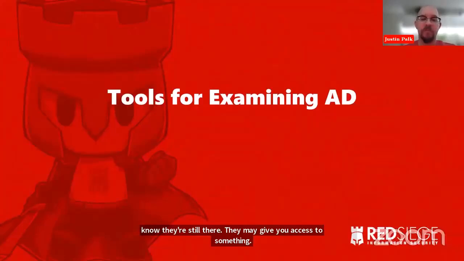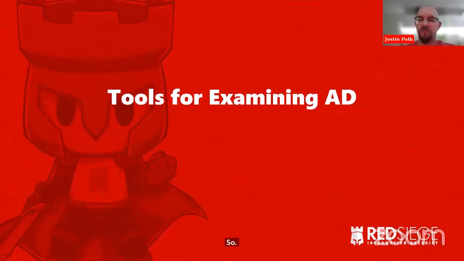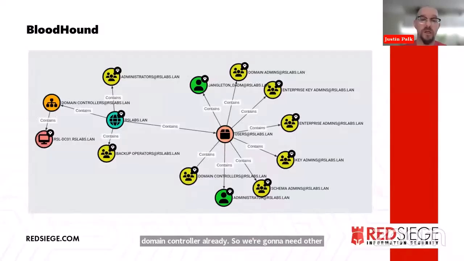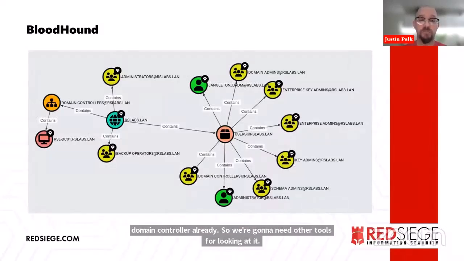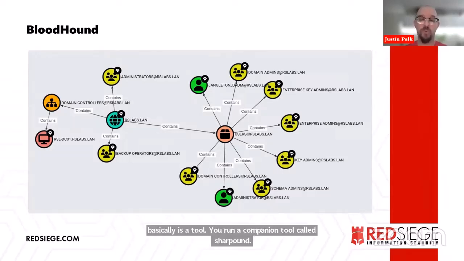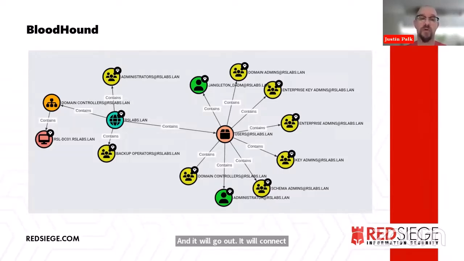Okay. So by itself, AD is not really easy to look at unless you happen to be on a domain controller already. So we're going to need other tools for looking at it. The standard one we use is BloodHound. You run a companion tool called SharpHound, and it will connect to one or more domain controllers, and it will slurp down all the available data on the domain or the forest you specify.